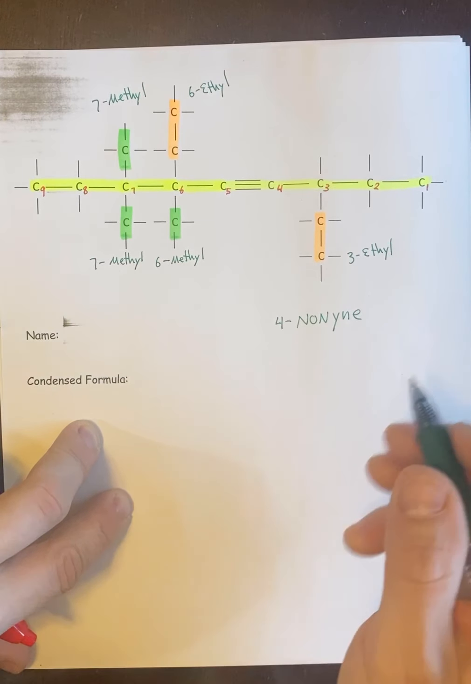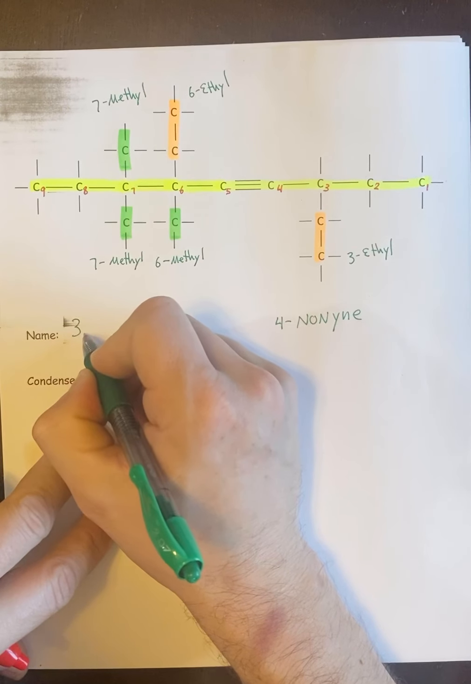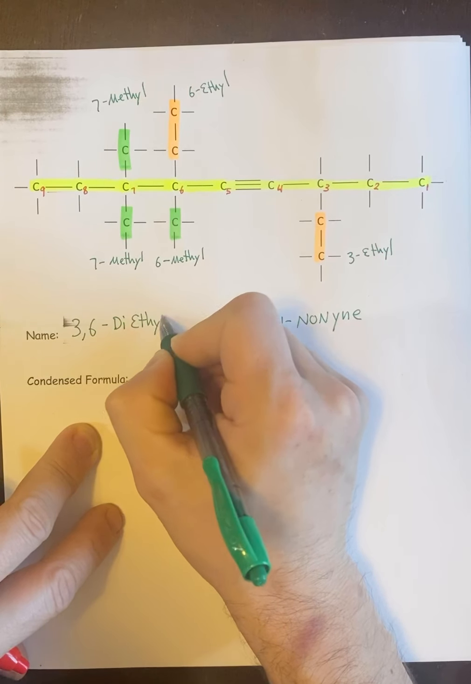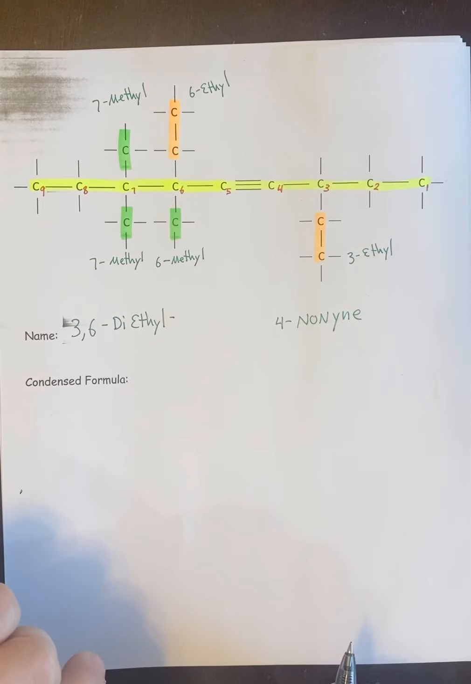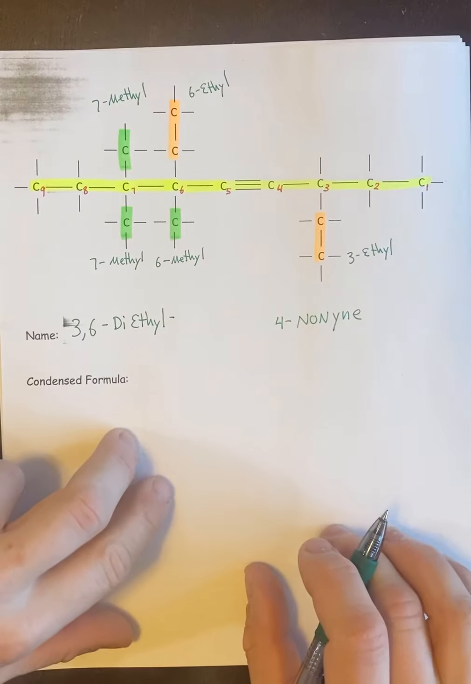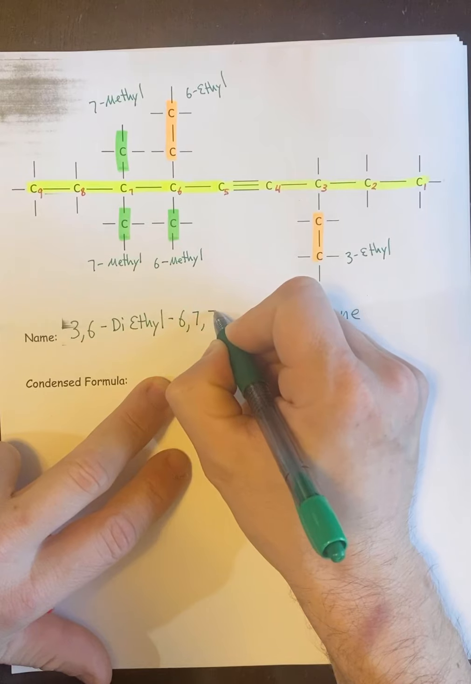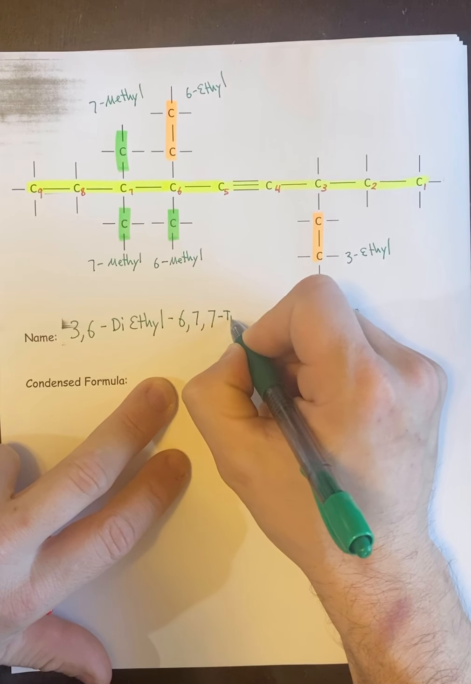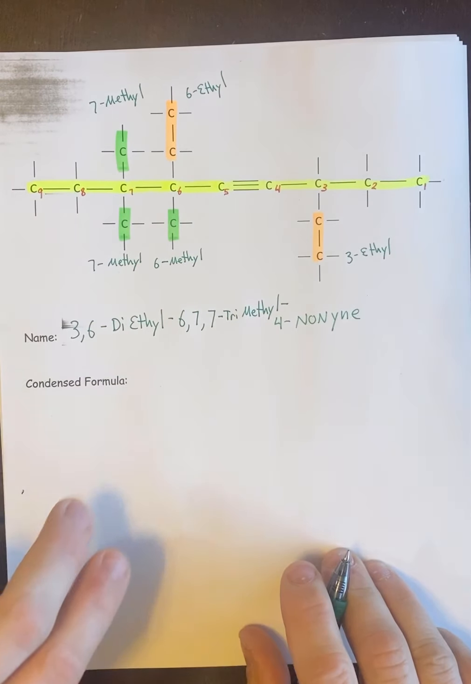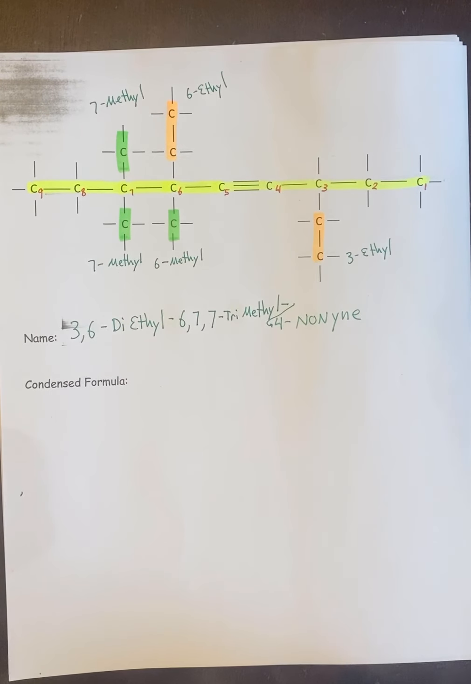So now let's combine it. Let's do the ethyls first because alphabetically E comes before M. So the ethyls are going to be 3,6-diethyl. Notice I'm using dashes to separate letters and numbers, commas to separate numbers from other numbers. And then for the methyls, it's going to be 6,7,7-trimethyl, and then it would be 4-non-ine.